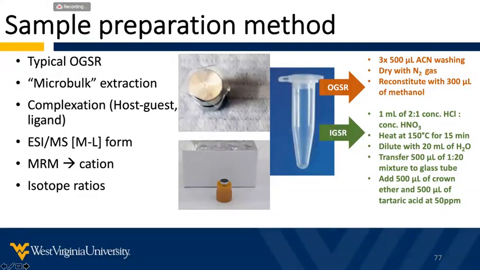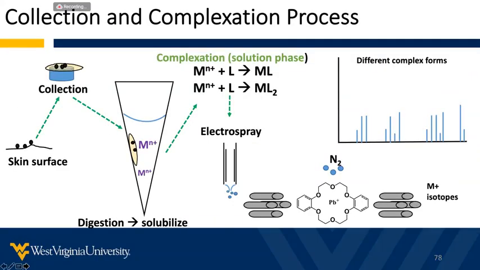We look at the precursor ion on the first quadrupole, and then you fragment down to the bare metal cation, as you use isotope abundances for verification of the species. So you look for the complex, select the MRM transitions, and look at the isotopic ratios to confirm the presence of the elements. So this gave you an idea of how the inorganic extraction works.